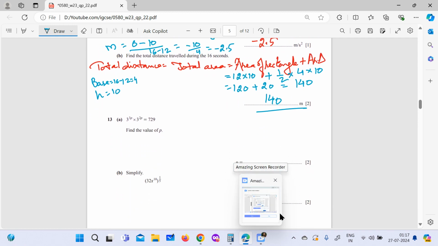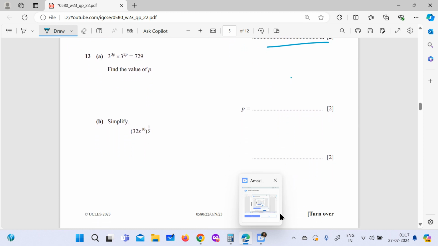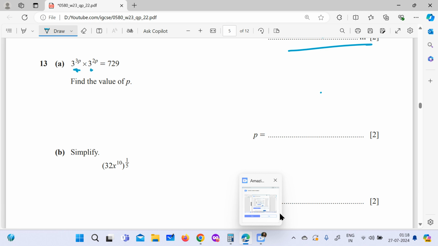Now, the next question is 3 to the power of 3p times 3 to the power of 2p equals 729. See here, we have the base as 3. So to solve this kind of question, you have to make the bases same. So we can write 729 with base 3. Let's see how to do this. Since you want base as 3, you can divide 729 by 3.